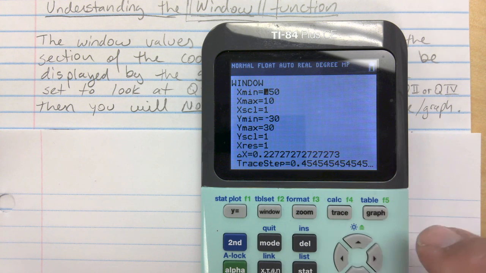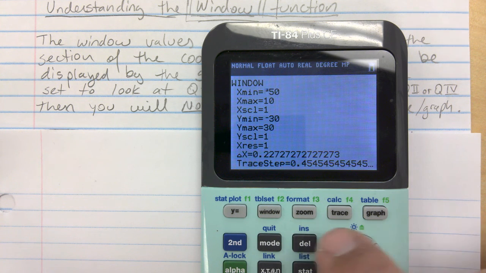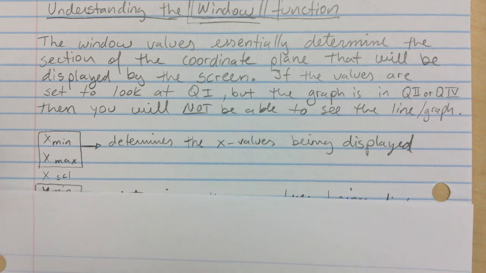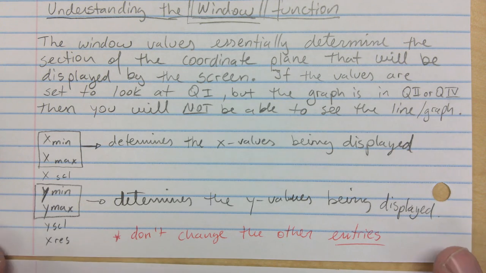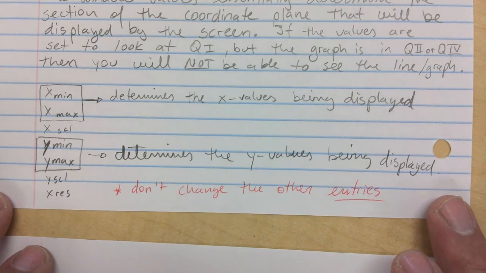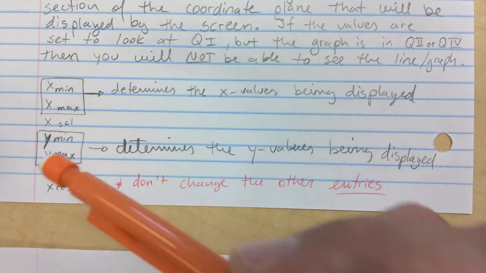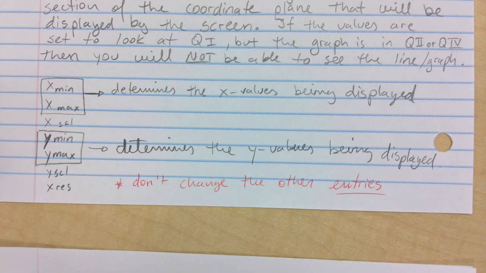Okay? Let's quit this. How would you quit this? I want to go back to the home screen. How would you do that? Second mode. Okay? Takes you back to the home screen. Second mode quits whatever you're in. Whenever you want to go back to the home screen, second mode does that. So I will ask you to write that down, right? So these are the entries you just saw there, but we're only focusing on the ones that are boxed in.